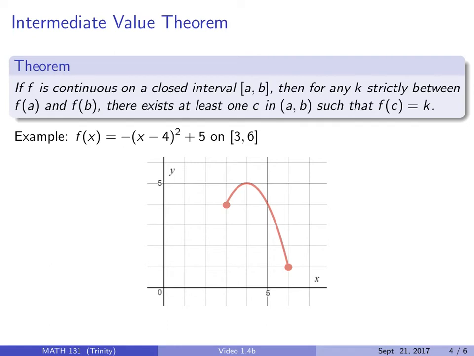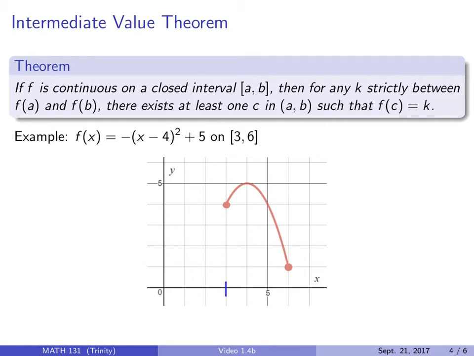Now let's look at the intermediate value theorem. It states that if f is continuous on a closed interval from a to b, then for any value k strictly between f of a and f of b, there exists some value c in the interval from a to b such that f of c equals k.